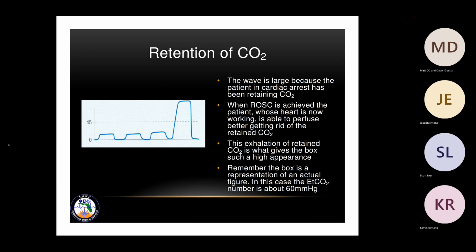bounce as high as we can, the 50s, 60s, because we retain so much CO2 or carbon dioxide while being in cardiac arrest. Then when we get pulses back, and all of a sudden it perfuses, it pushes us forward. The wave is large because the patient in cardiac arrest has been retaining carbon dioxide. So when ROSC is achieved, the patient whose heart is now working is able to perfuse better, getting rid of the retained carbon dioxide that's there. The exhalation of that retained carbon dioxide gives off the box such a high appearance.